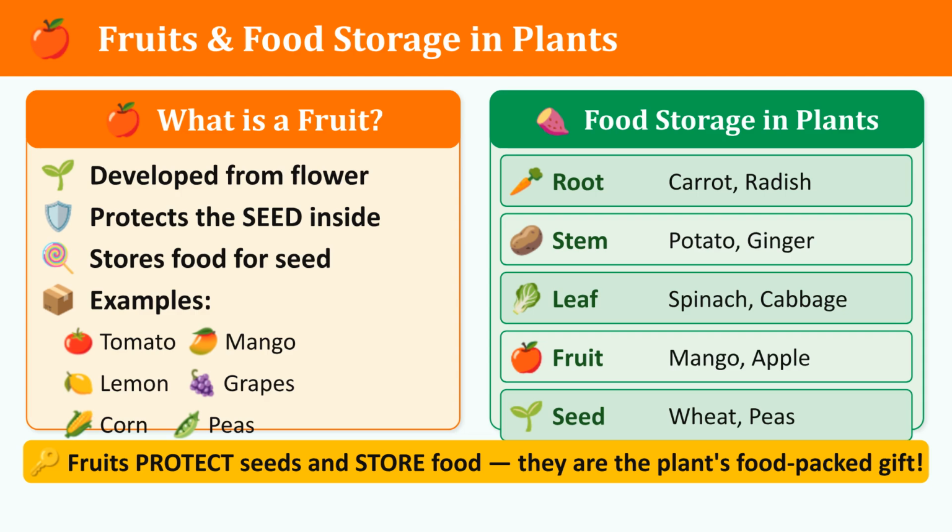Plants also store food in different parts. Roots: carrot, radish. Stems: potato, ginger. Leaves: spinach, cabbage. Fruits: mango, apple. Seeds: wheat, peas. So remember, plants store food in different parts to help them grow and survive.